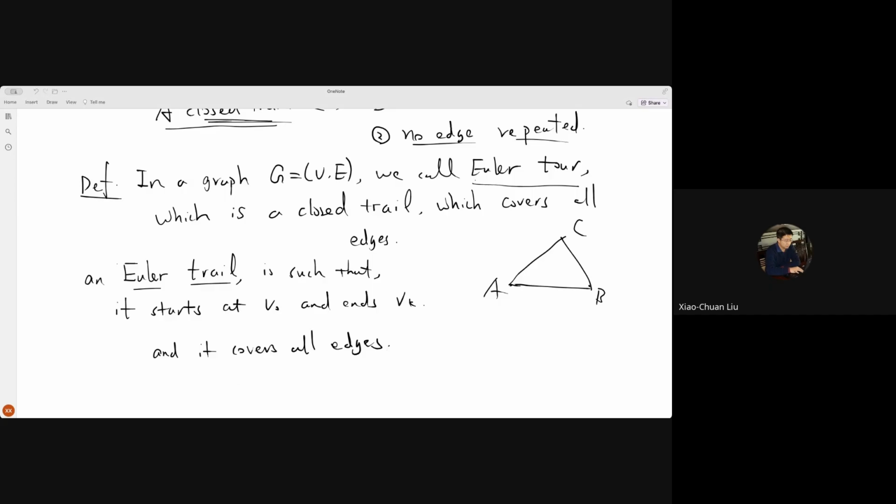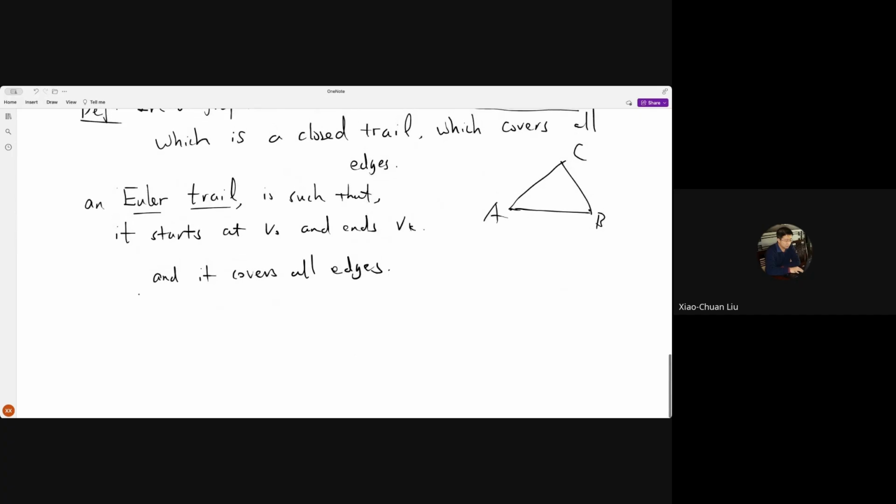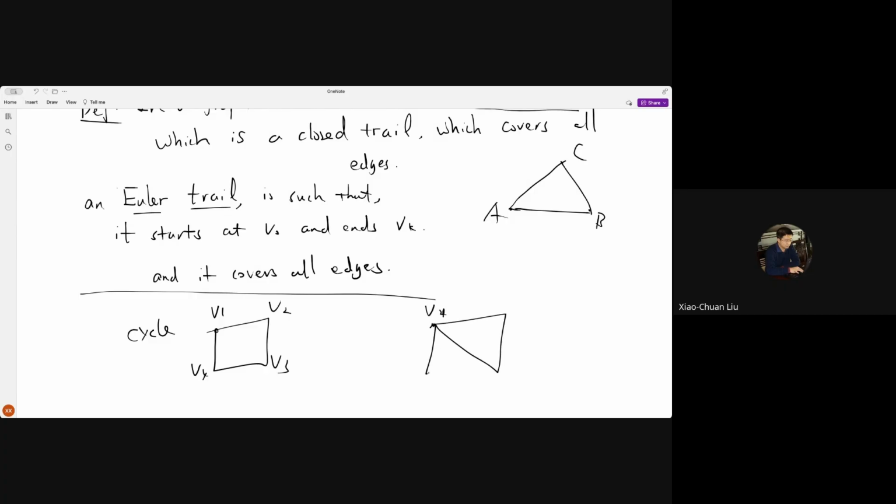Questions? What's the difference between a closed walk and a cycle? Okay, so a cycle, you cannot repeat any vertex. A cycle is something like this. Okay, so for example, you have V1, V2, V3, V4. This is a cycle. It's okay. So now it's possible you get V1, something like this.